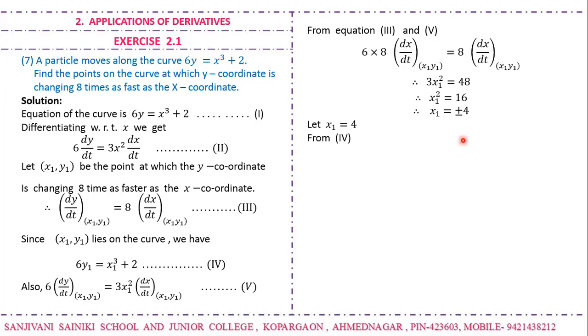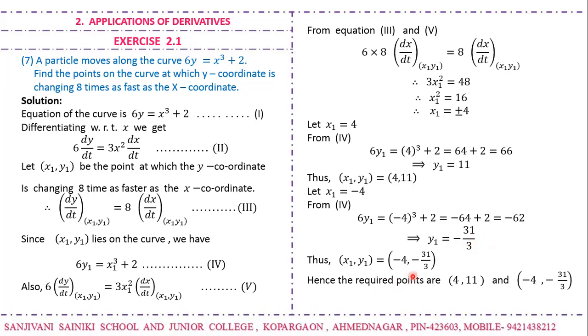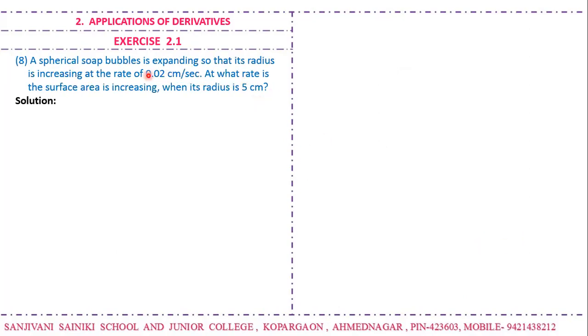So what is x1? Plus minus 4. When x1 is equal to 4, we get y1 is 11, and the corresponding point is (4, 11). Now when x1 is equal to minus 4, we get the second point (minus 4, minus 31 upon 3). So these are the 2 points on this curve whose y coordinate is changing 8 times as fast as the x coordinate. Okay.